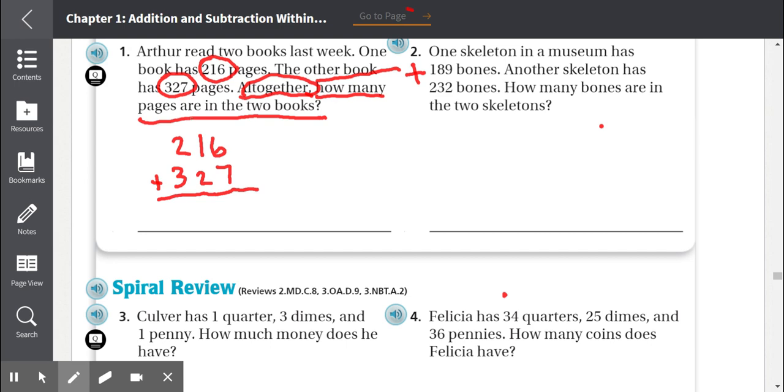6 plus 7 equals 13. We carry our 1. 1 plus 1 is 2. 2 plus 2 is 4. Now we add the hundreds place. 2 plus 3 is 5. So 542 pages are in the 2 books.